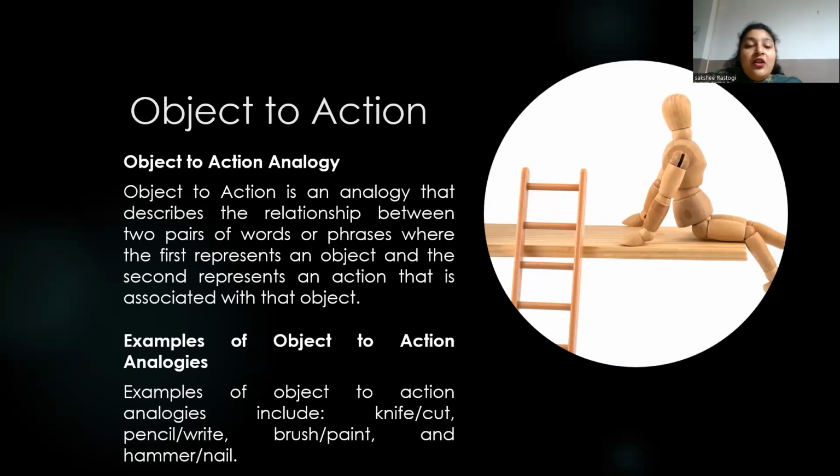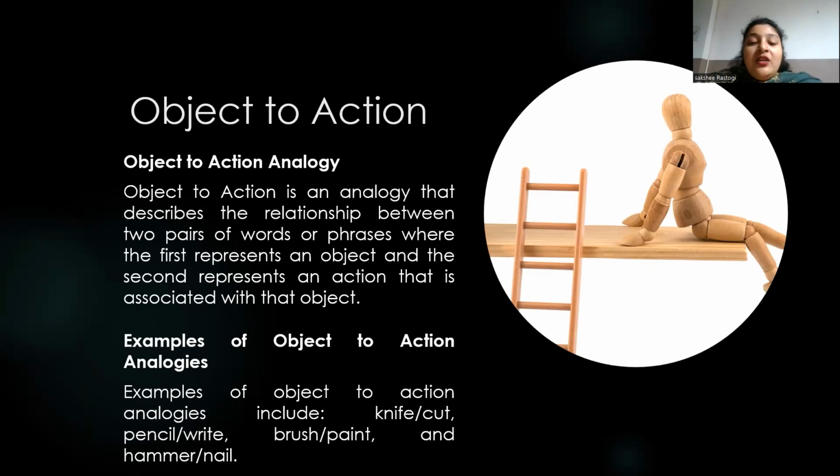Object to action analogy. See, here are some more examples. Flower is to water and lawn is to mow. Picture is to hang and frame is to assemble. Phone is to dial and computer is to type. Bike is to pedal and boat is to sail. Guitar is to tune and violin is to bow.